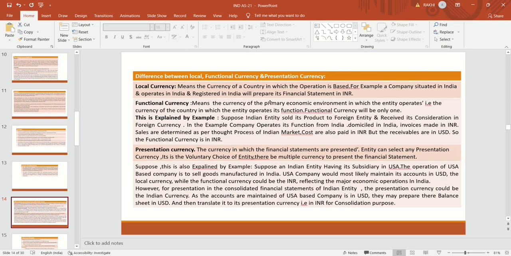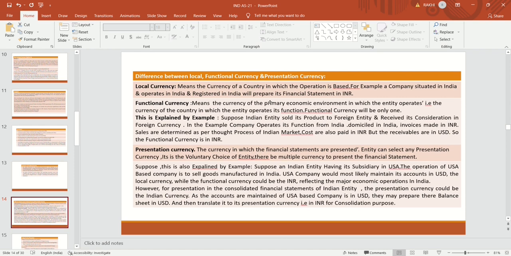For example, a company situated in India, operating in India and registered in India will prepare its financial statement in INR. Suppose, one example is that Reliance is based in India, it operates from India, its functional currency is INR, its local currency is also INR, and its presentation currency is also INR. Functional currency means the currency of the primary economic environment in which the entity operates. That is the currency of a country in which the entity operates.